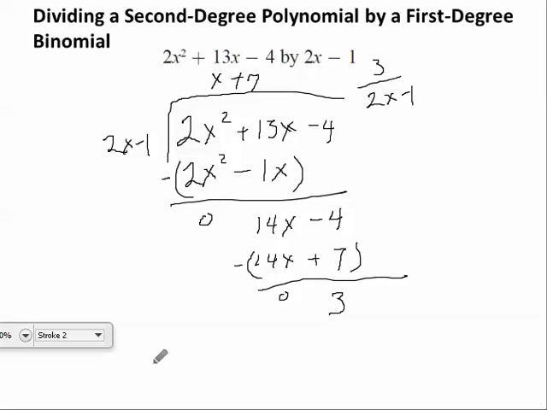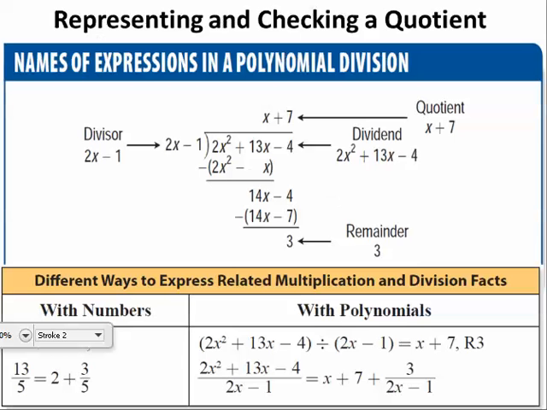So my answer in this situation would be x plus 7 plus 3 divided by 2x minus 1. Okay? Let's look at the terms that are involved. You've got your divisor, you've got your quotient up here, and you get your dividend here.